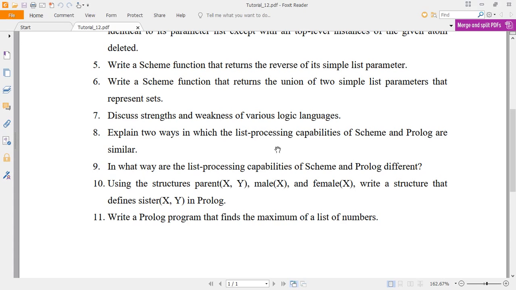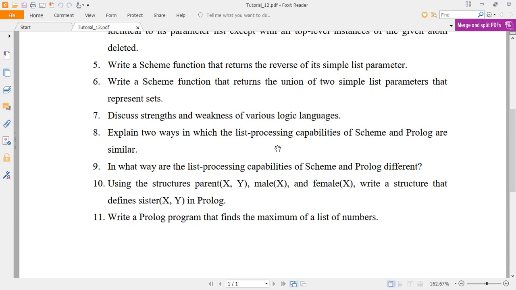A sister must be female, and at the same time they should have a common parent. So this is what is called a sister. So keeping this logic in mind, develop the rule for that.